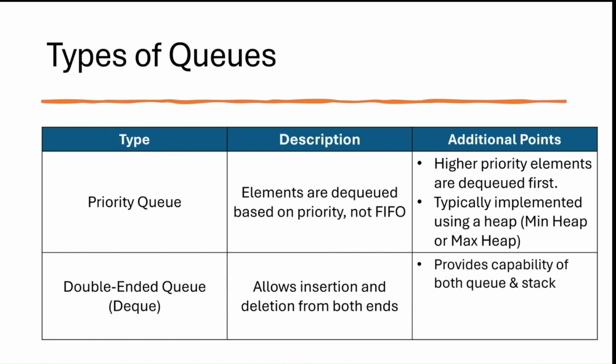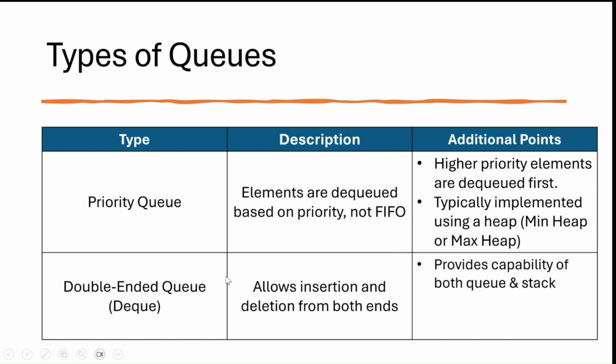The next types of queues are the priority queue and the double-ended queue. A priority queue does not follow first in, first out. It follows priority-based dequeue, so elements are removed based on priority. It can be a high priority queue or a low priority queue depending on the problem requirement. It is implemented by different data structures, so we'll cover this in another video.